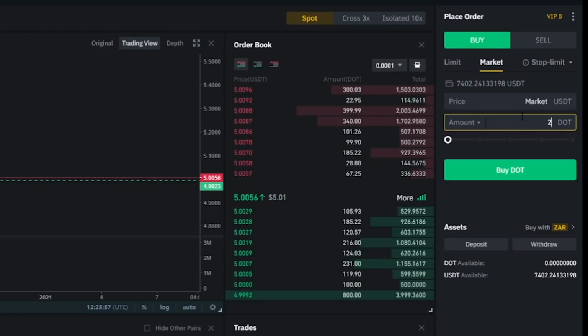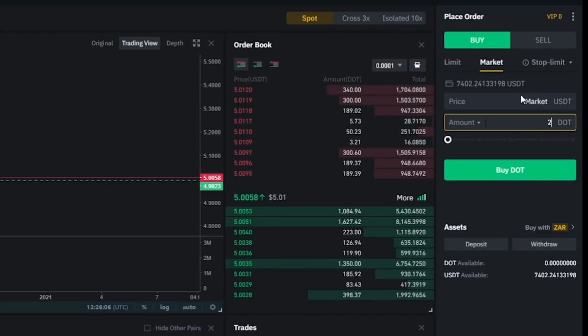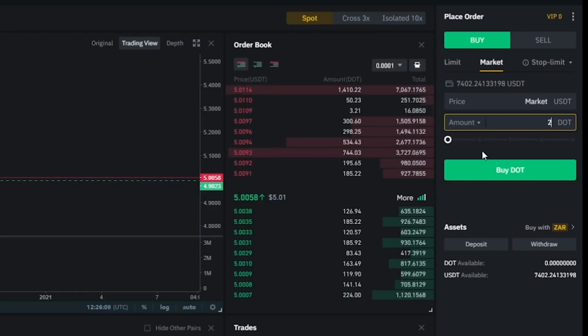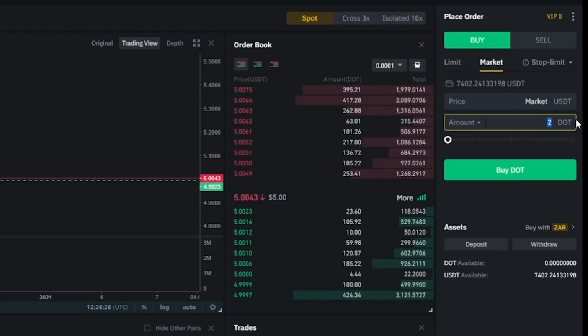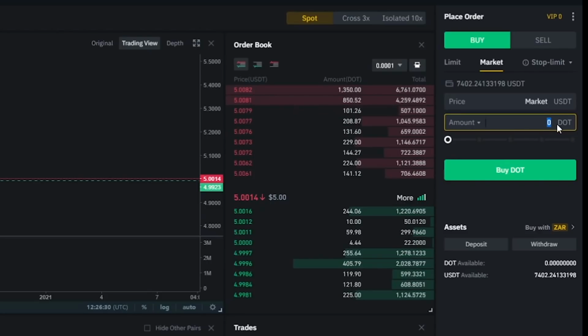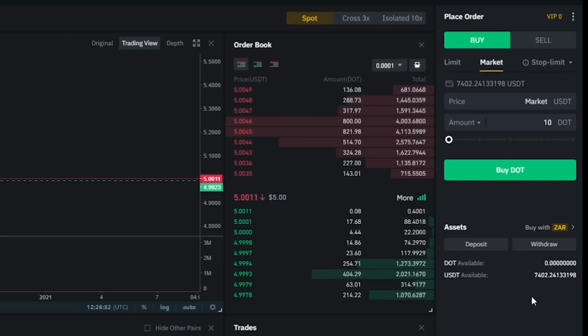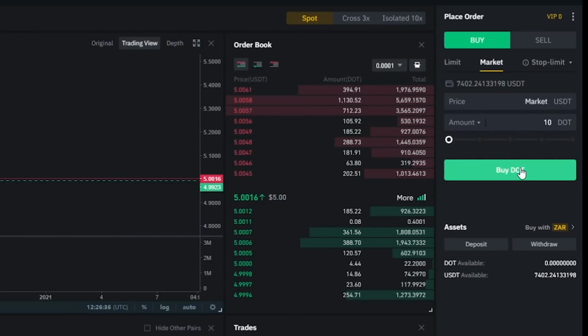Here I want to buy 2 DOT at the market price. The market price is the best available price of the asset that the market is willing to sell you at, right? So if I want to buy, I'm just going to click buy DOT, and you see order failed. Okay, so total buy volume for market must be 10. You know why? This is because the market order is very expensive, but I will do it for you guys just because I want to show you the example in real life, right?